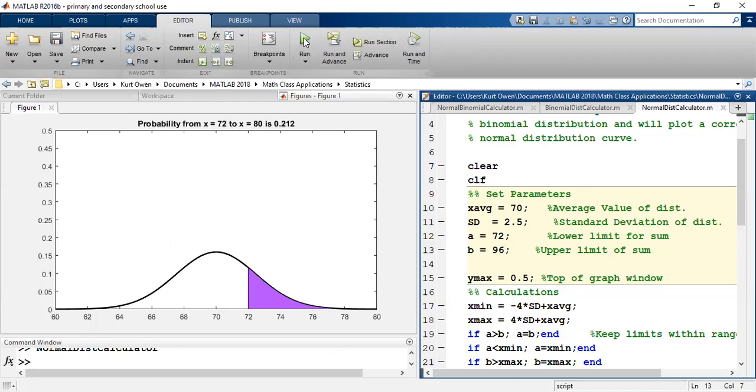Okay, so you can see we essentially shaded all of the area above 72 inches. And if you look at the title, you see the probability from x equals 72 to x equals 80 is 0.212. All right, so that means there's about a 21.2% chance of someone being over 6 feet tall if my average and standard deviation are correct. And that seems about right. Probably about 1 in 5 men is over 6 feet tall. So that seems to work.